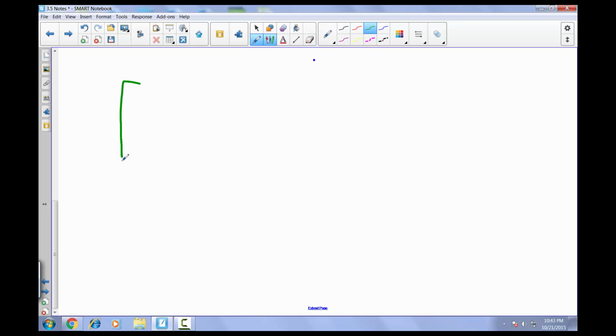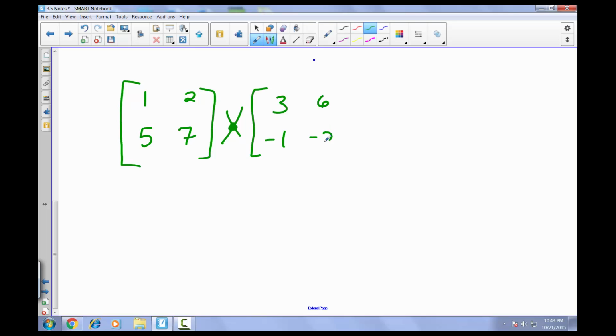So, for example, if I have this matrix 1, 2, 5, 7, and it is being multiplied by, we'll go with 3, 6, -1, -2. So again, I just totally made this up. You do not have to jot this down. You can if you'd like. But it is crazy common.